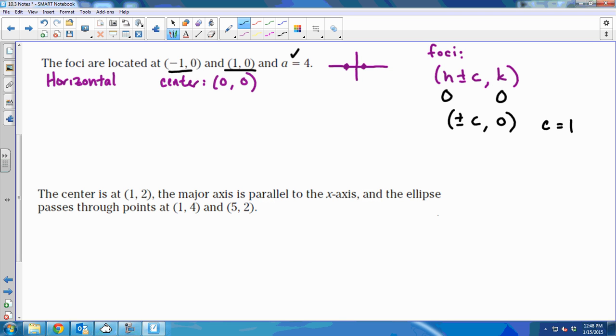Because the foci have the form (h plus or minus c, k). We know the center is (0, 0). That's plus or minus some number. Well, we have negative 1 and 1 as the foci. We know those. We're asking what?